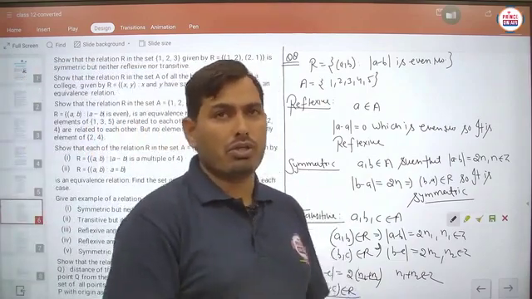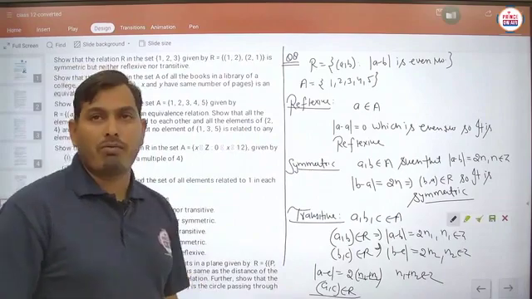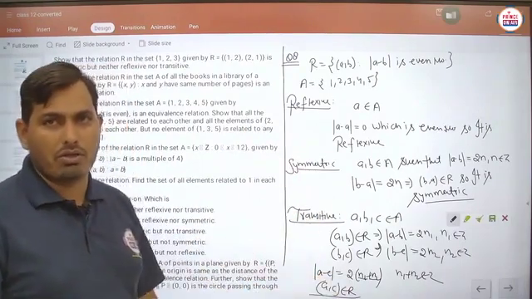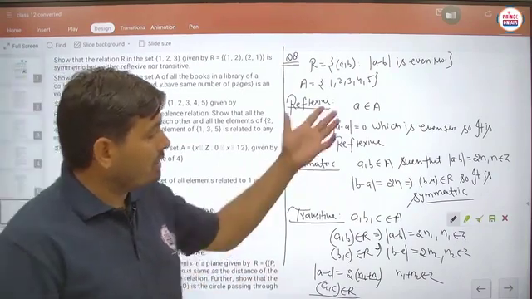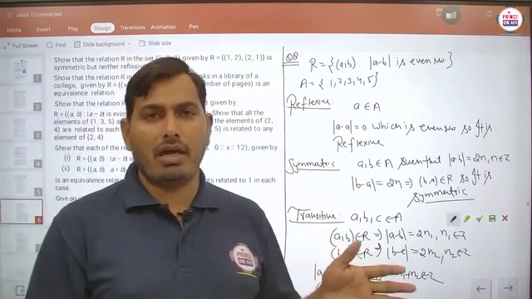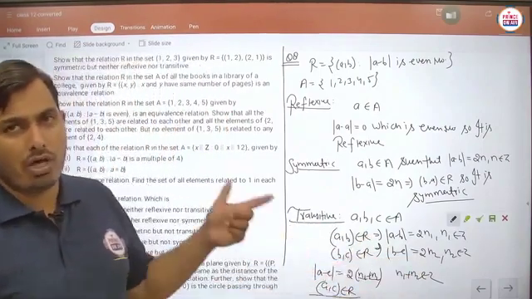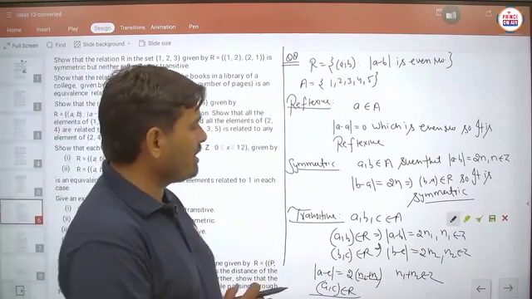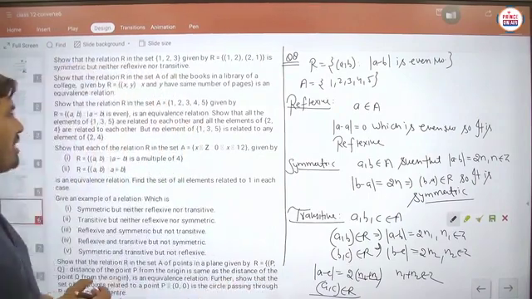So in this question, the given relation is reflexive, symmetric, and transitive. Is it to be clear? And if any relation satisfies all three criteria, then it is said to be an equivalence relation. So it is an equivalence relation.